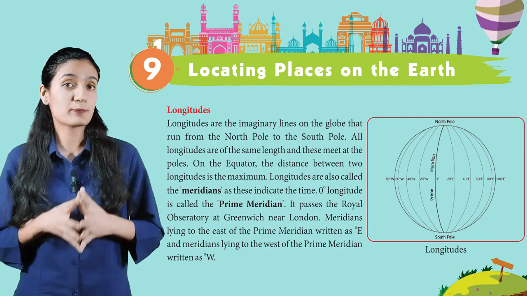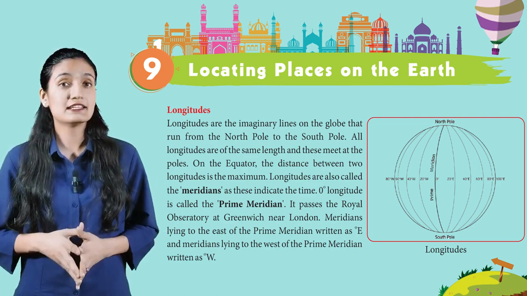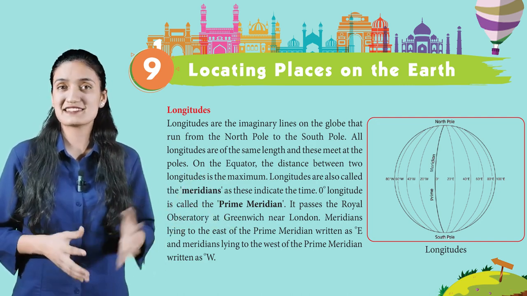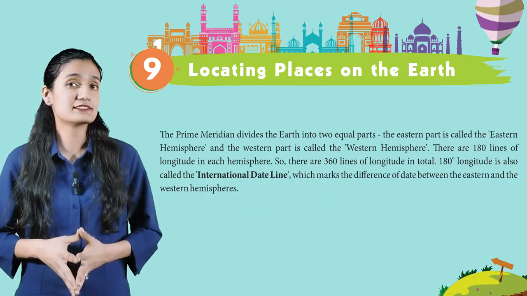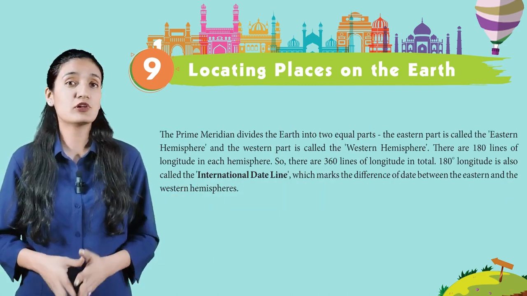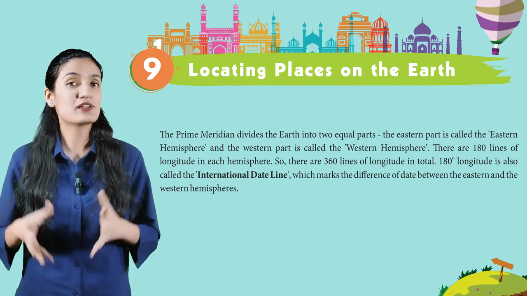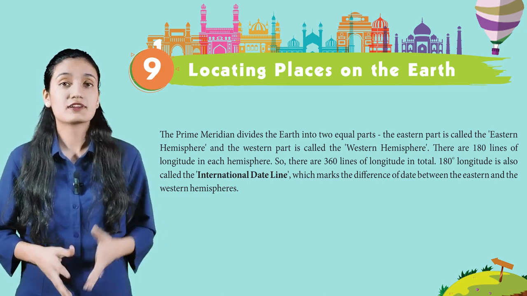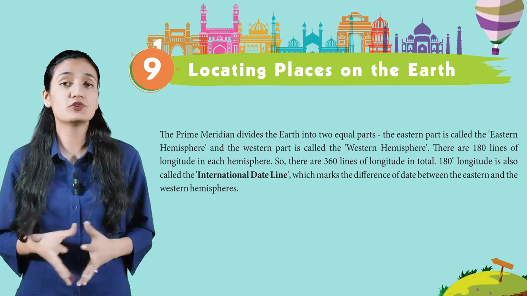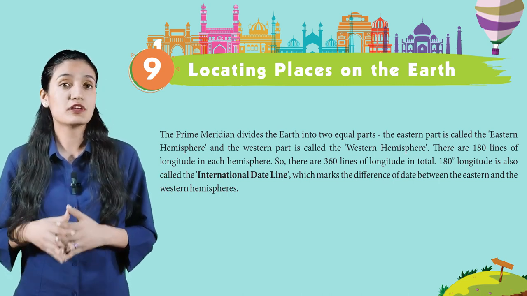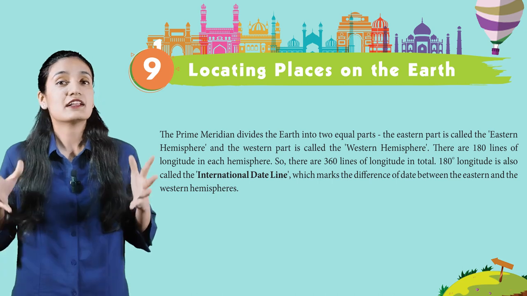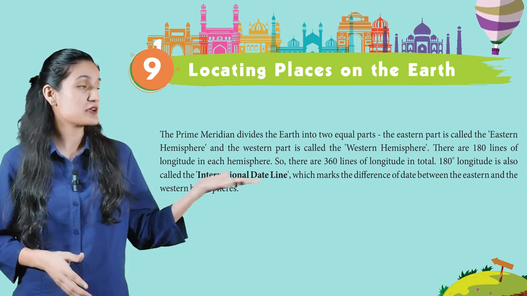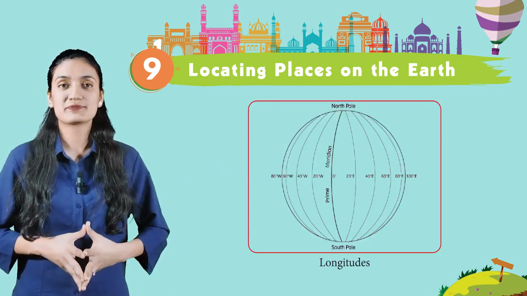A meridian lying to the east of the prime meridian is written as degree E, and a meridian lying to the west of the prime meridian is written as degree W. The prime meridian divides the earth into two equal parts. The eastern part is called the eastern hemisphere and the western part is called the western hemisphere. There are 180 lines of longitude in each hemisphere. So there are 360 lines of longitude in total. 180 degree longitude is also called the International Date Line, which marks the difference of date between the eastern and the western hemisphere. Here you can see in the picture longitudes.